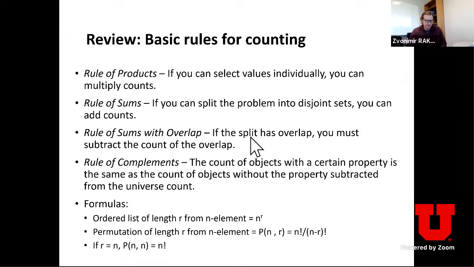Then we have the rule of sums. We can apply the rule of sums by splitting the problem into disjoint sets, and then adding the counts of each individual set. We also have the rule of sums with overlap. The rule of sums applies if there is no overlap between the split. If there is an overlap, then we must subtract the count of the overlap.